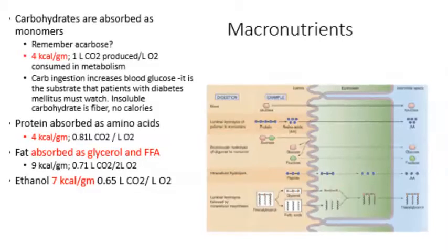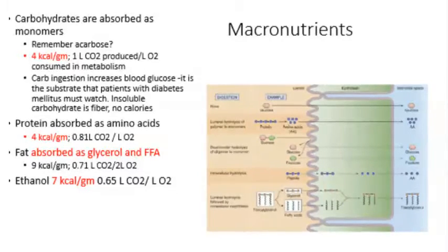So sometimes patients who have hypercapnia, excess CO2 in their blood because of COPD, will reduce the amount of carbohydrate in their diet. Carb ingestion also increases blood glucose. It's a substrate that patients with diabetes mellitus must watch. Insoluble carb, however, is fiber. It's not absorbed. It doesn't provide calories.